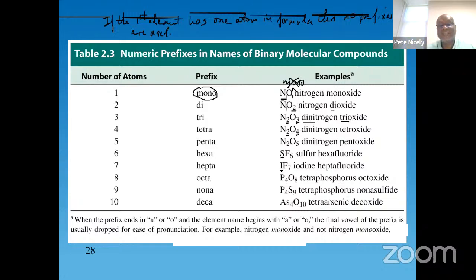In this case here, you have 1 atom of iodine and 7 atoms of fluorine. So the name of this compound is iodine heptafluoride. In this case here, you have 4 phosphorus atoms and 8 oxygen atoms. So the name of this compound is tetraphosphorus octoxide. All right, and so on and so forth. So basically, that's how we name binary molecular compounds.